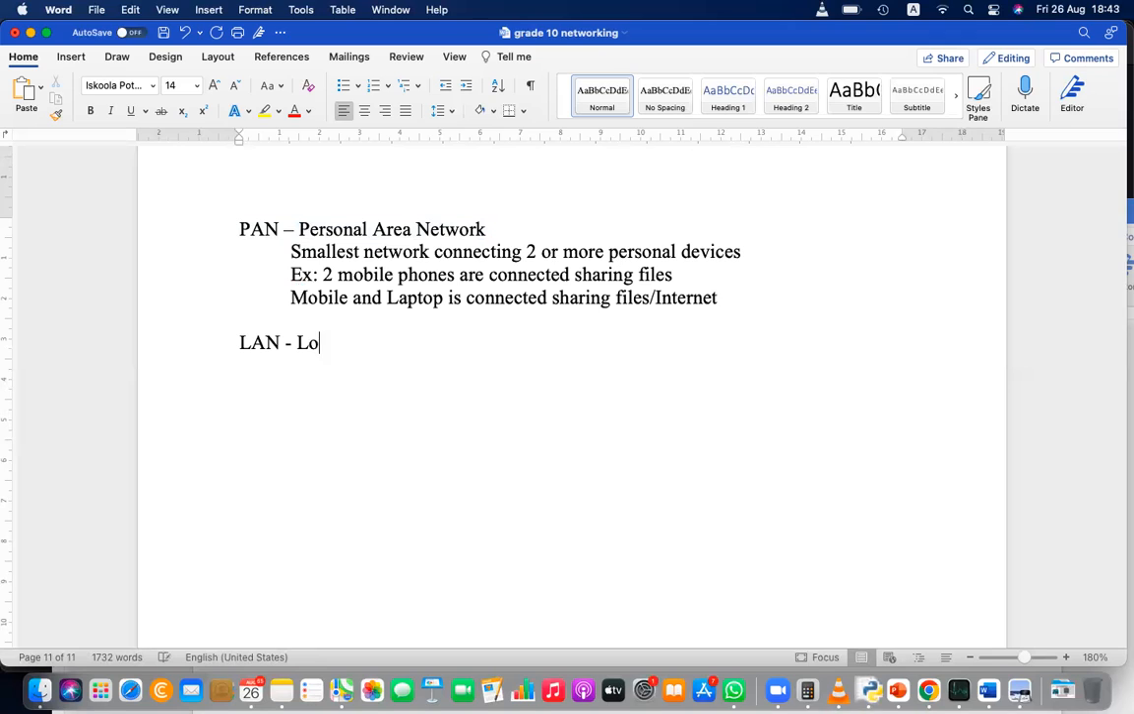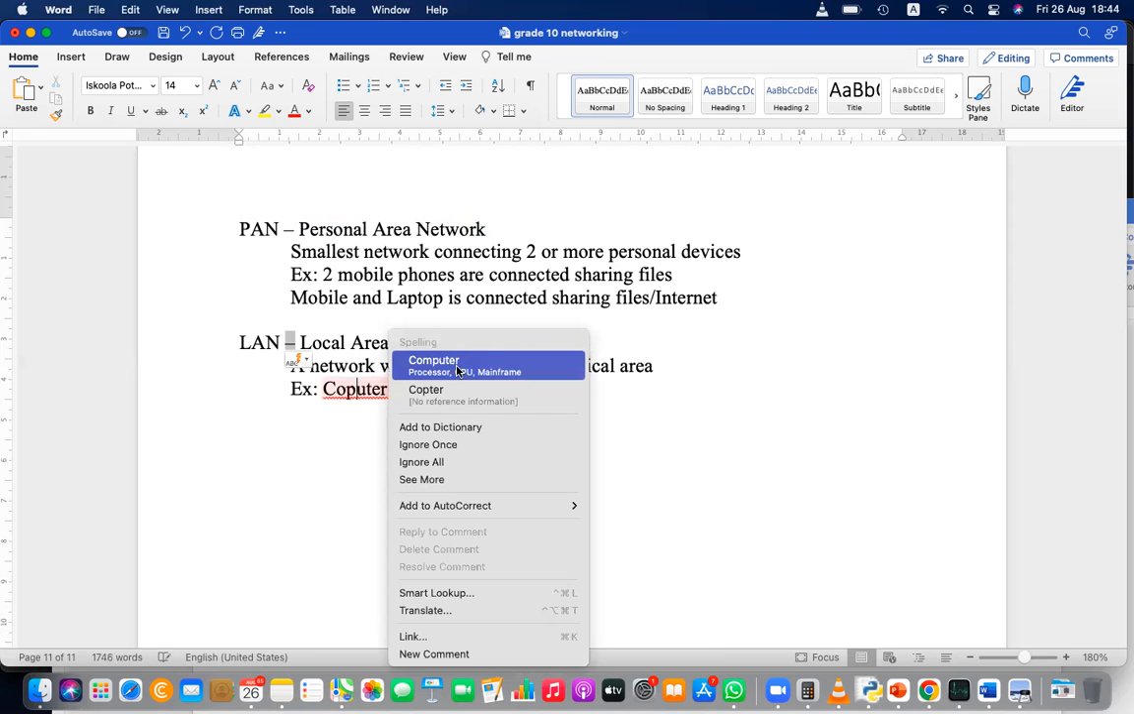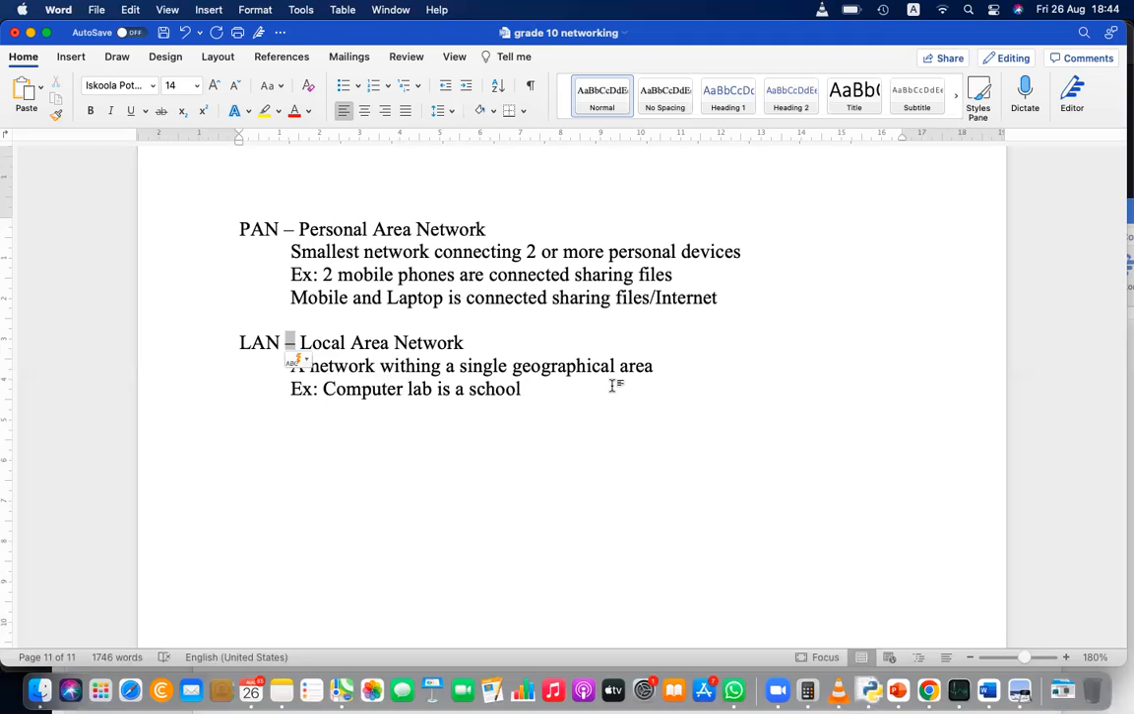Local area network. It is a network within a single geographical area. We call that a local area network. Example, a computer lab in a school. It's a small geographical area. A computer lab in a school is a local area network.